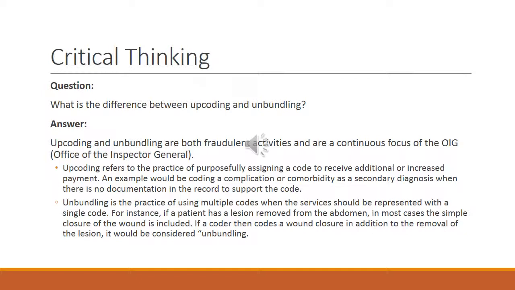Now, unbundling is the practice of using multiple codes when the services should be represented with a single code. For instance, if a patient has a lesion removed from the abdomen, in most cases the simple closure of a wound is coded. If a coder then uses a wound closure in addition to removal of the lesion, it would be considered unbundling.